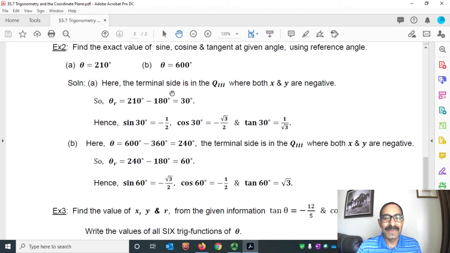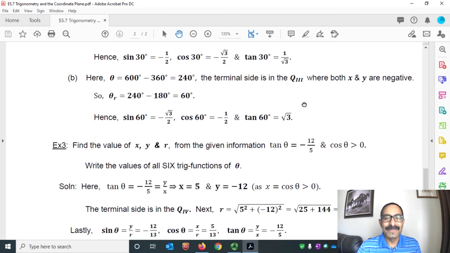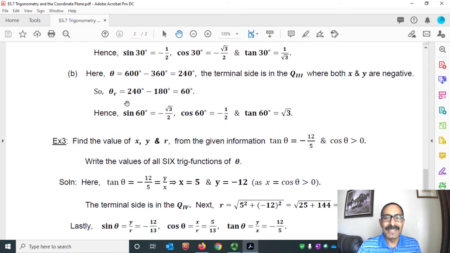Now similarly, part B, here the given angle is 600 degrees. So 600 minus 2 pi, 360 degrees, gives us 240 degrees, and the terminal side of 240 degrees lies in the third quadrant again, where both x and y are negative. So the reference angle is 240 degrees minus 180 degrees, which turns out to be 60 degrees. And keep in mind, in the third quadrant, sine is negative, cosine is negative, only tangent is positive.